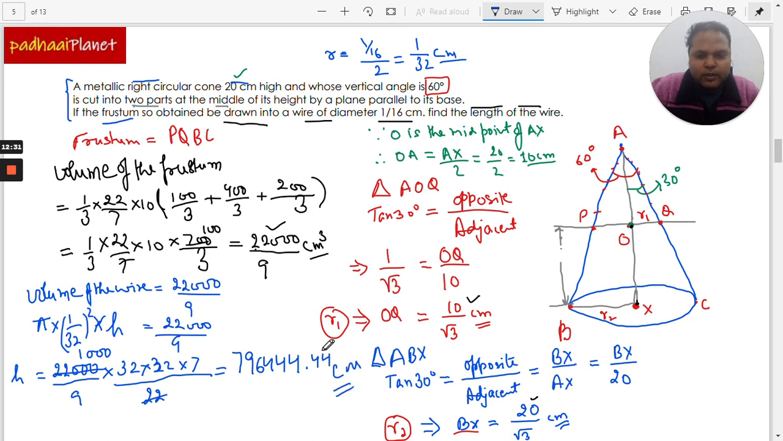This is going to be the length of the wire, and if we convert it into meters, then it is going to be 796.44 meter, right? So this is the final answer, and I hope you could understand.